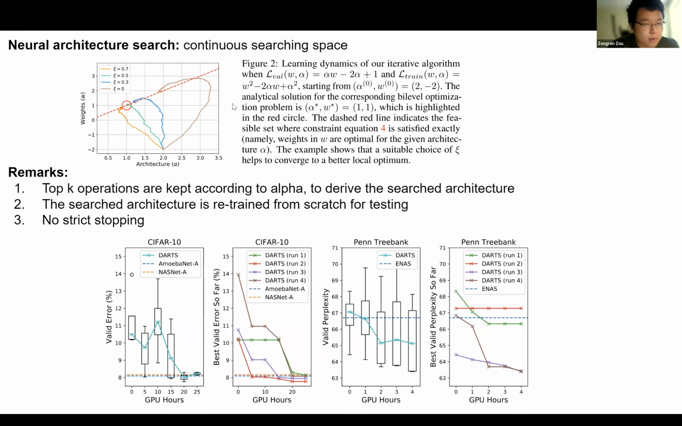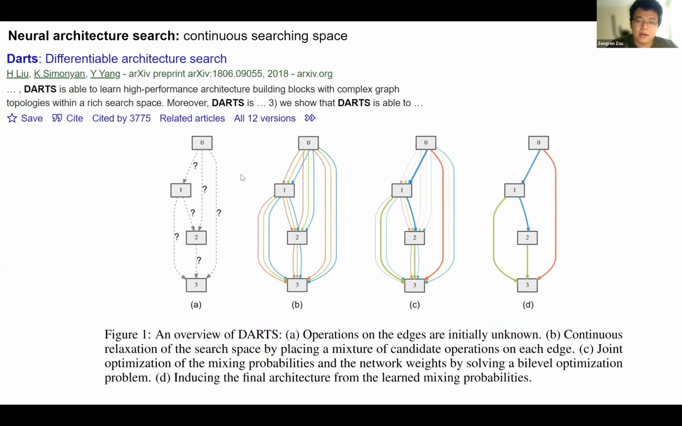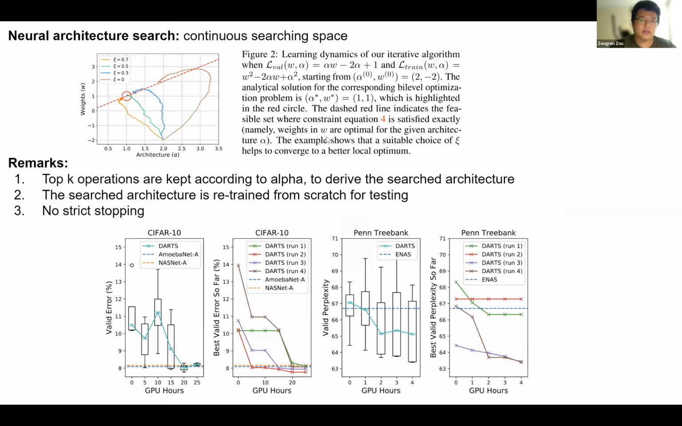But anyway, it works for neural networks because, frankly speaking, in training neural networks, most of the time we don't converge even to the local minimum. Sorry. And here are some remarks on this DARTS paper. So in the end, the top K operations are kept according to alpha to derive the search space. From this figure, it shows only one operation is kept, but actually in the experiment section of this paper, two operations with the highest alphas are kept for the architecture.